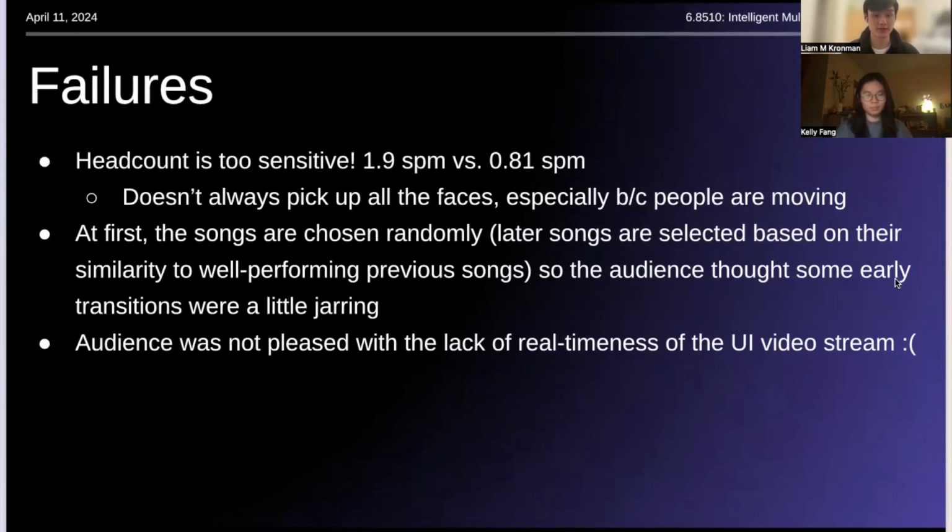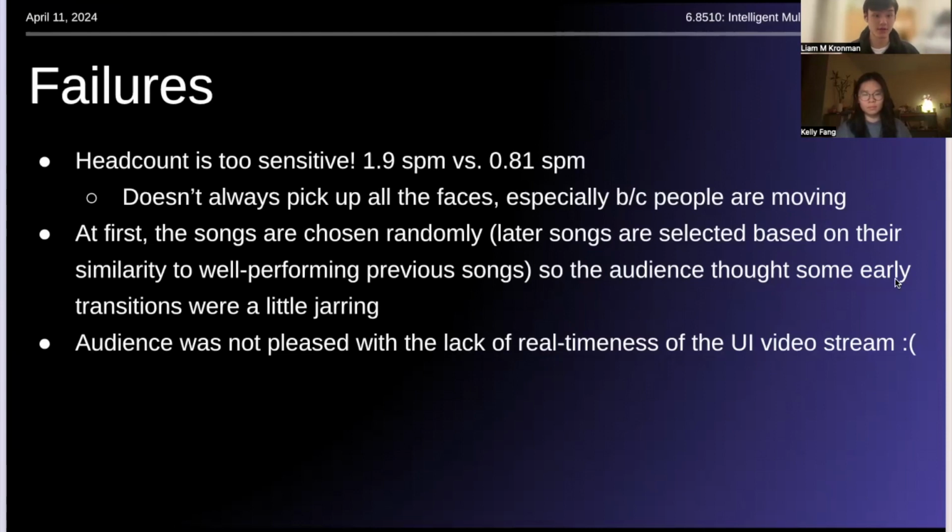Another thing we noticed was that because the songs are chosen randomly at the beginning, and then later become less random because of the history of how songs performed, the audience found some of the early transitions a little bit jarring. This is expected, but it was really interesting to see people responding to it.